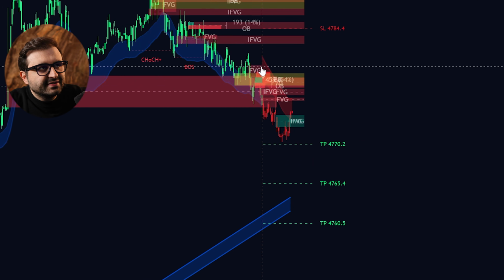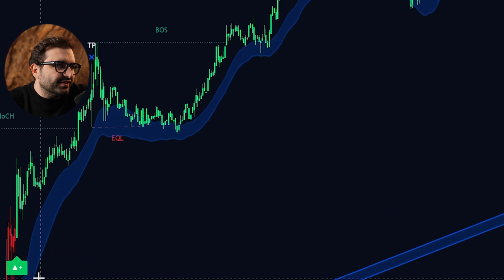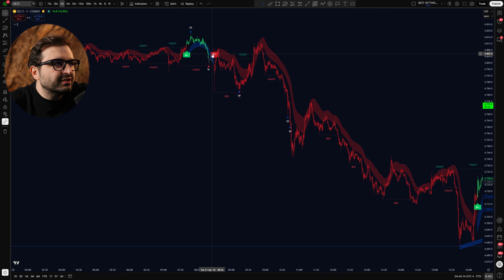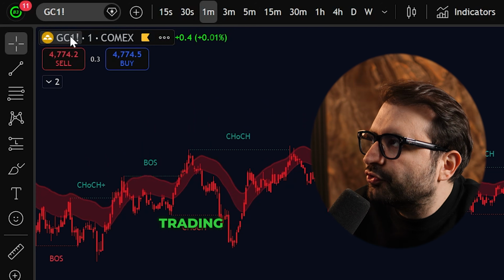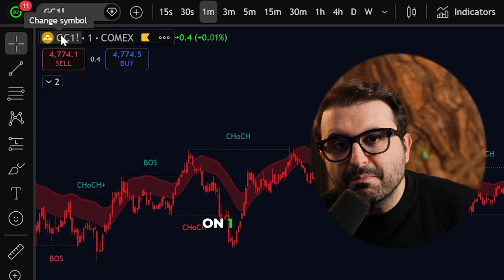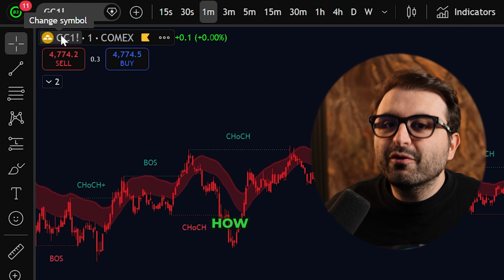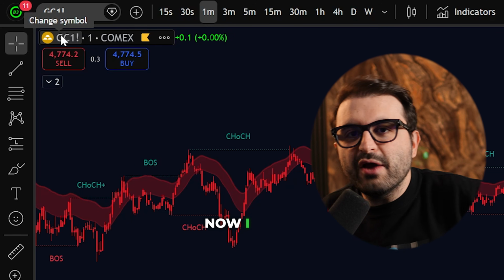This recent sell signal is about to hit TP. This is the strong buy signal, hit all the TPs, and this is the strong sell, hit all the TPs, strong buy, hit the TPs. You can see that I'm trading gold futures on 1 minute time frame, which is one of the hardest pairs to trade. How do I get this win rate?